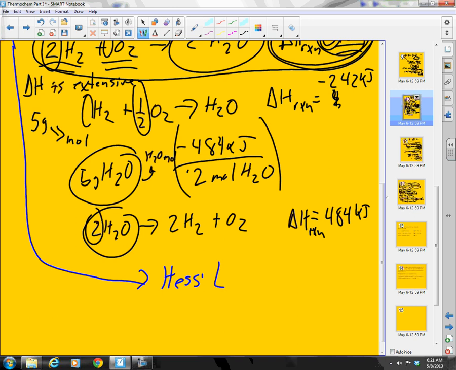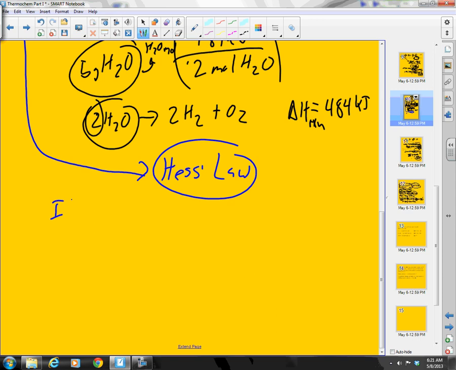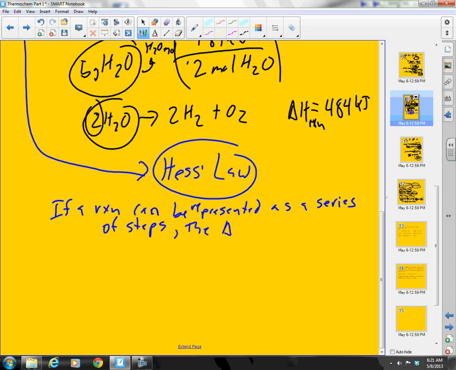Hess's law. And what Hess's law says is that if a reaction can be represented as a series of steps, then delta H for the reaction is the sum of delta H for each step. Got it? That's pretty simple.